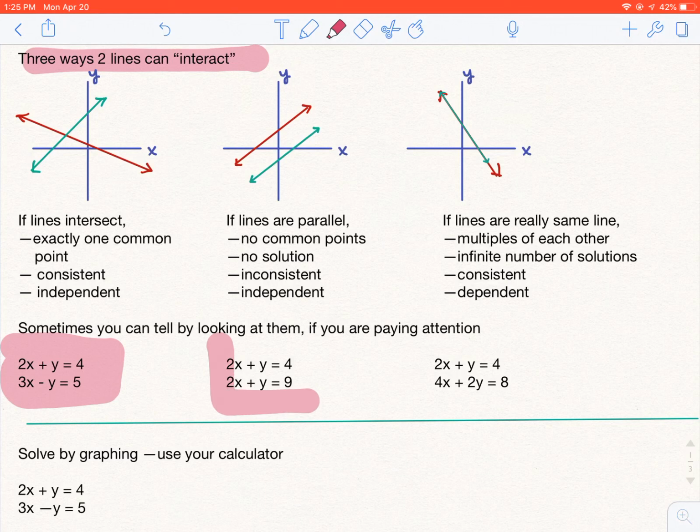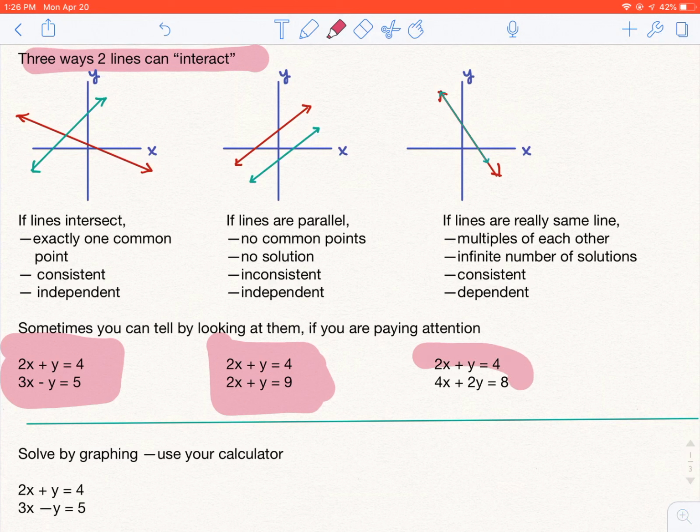I look at the second example, which is the parallel one, and I notice that even though it's not set in y equals form, I can say, oh, look at that, 2x plus y, 2x plus y, those are going to be the same slope. I subtract 2x from both sides, and my slopes are -2, both of them. They don't cross at the same place because they have a 4 and a 9, but they are the same slope, so I'm like, oh yeah, paying attention. But again, if we don't pay attention, that's okay too.